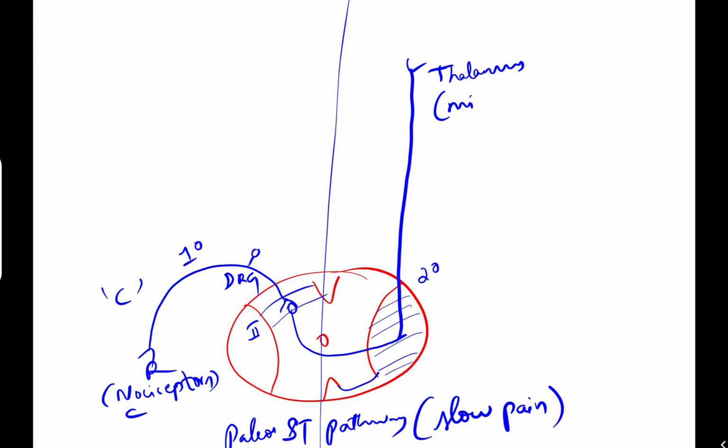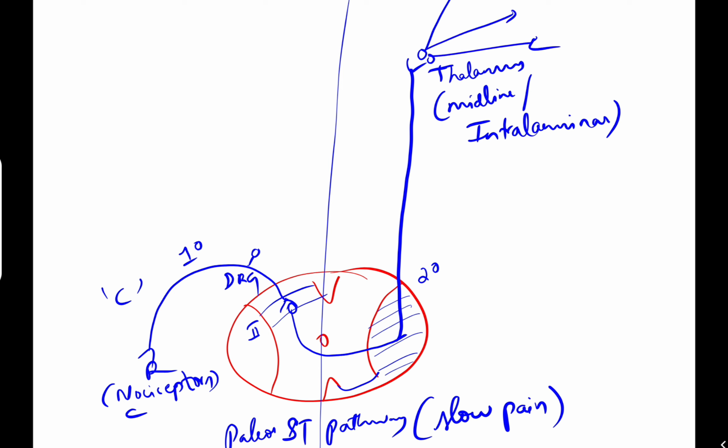It goes to the midline nuclei and intralaminar nuclei of the thalamus. It reaches these areas, the intralaminar nuclei of the thalamus. From there, the third order neuron arises and goes to different areas in the cortex. So it is a diffuse supply to the cerebral cortex.